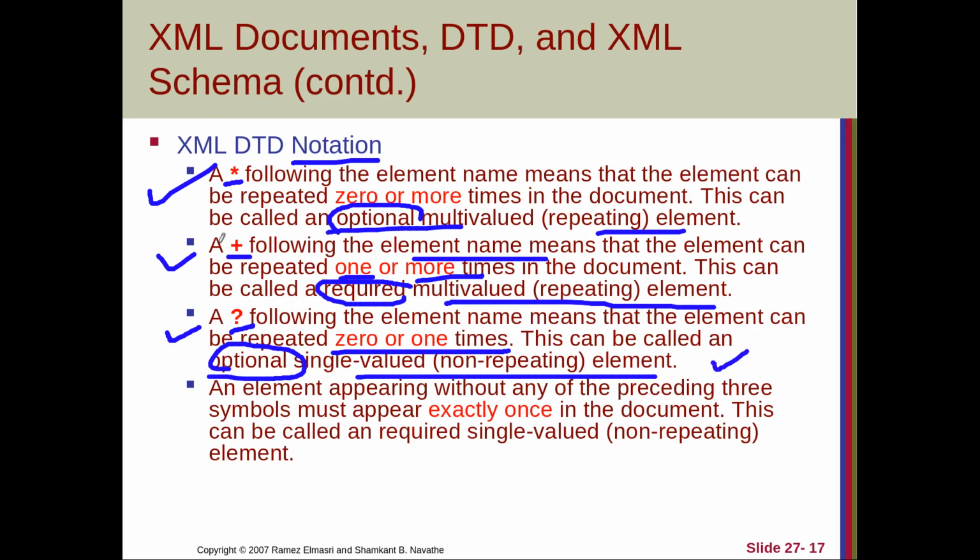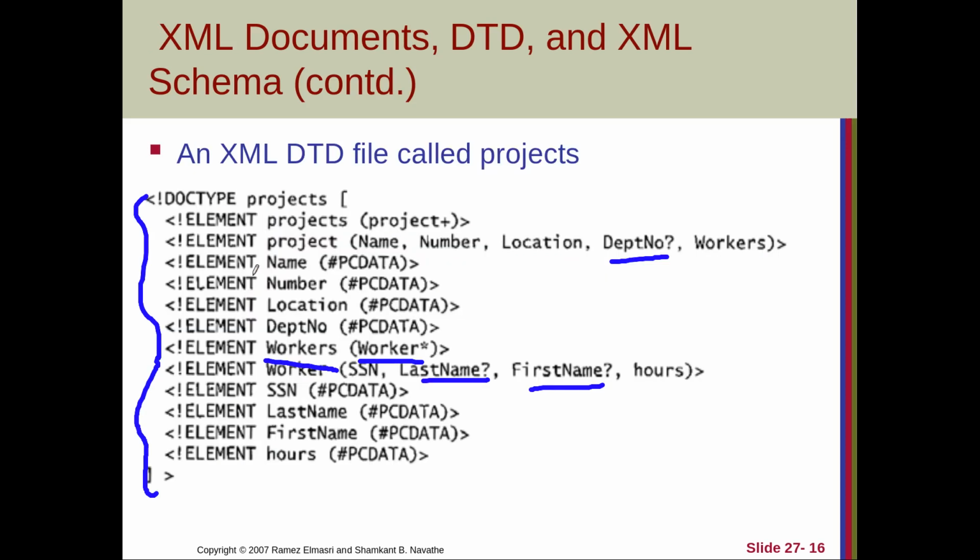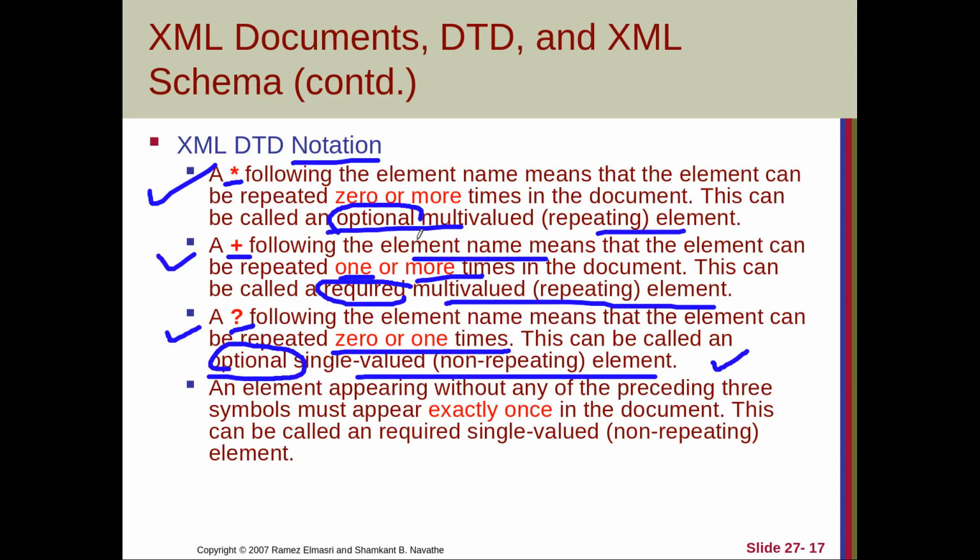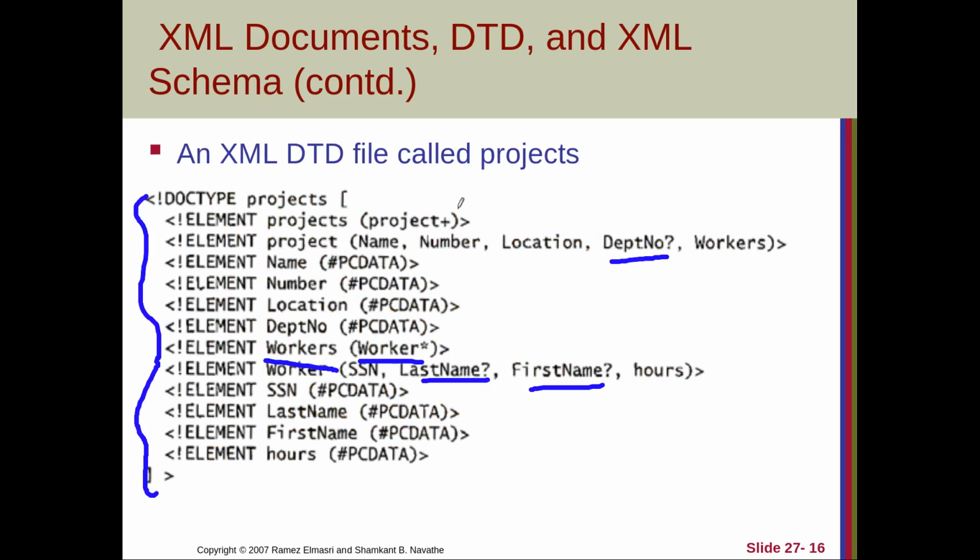Okay, so this is about writing the number of tags. For worker, how many workers we can have, how many descriptions of worker we can have, depends on whether it is a star, plus or question mark. So these are the symbols. So here we can see project plus. What is the meaning of plus? 1 or more. So we can have either 1 project or more than 1 project while writing the XML document, we can decide. That is the logic.